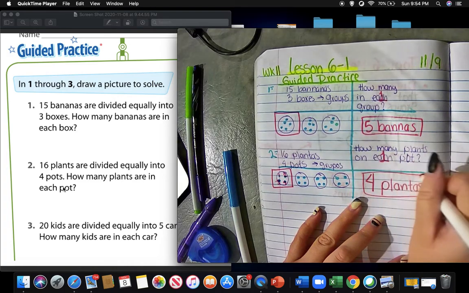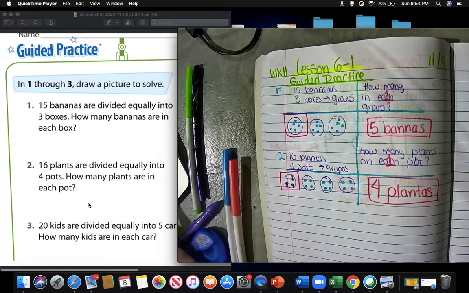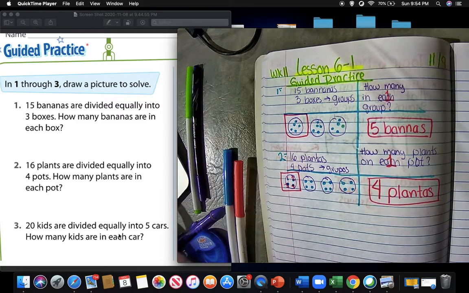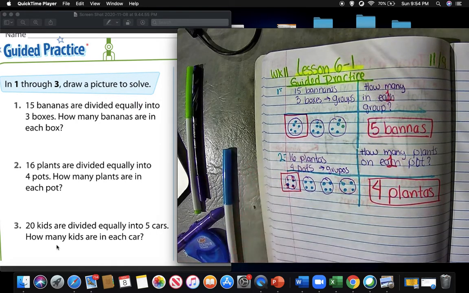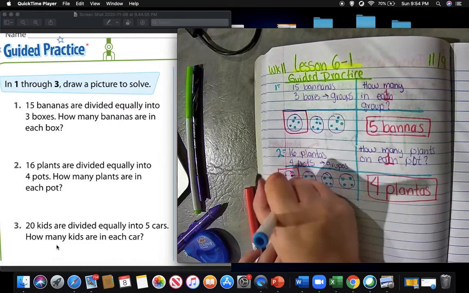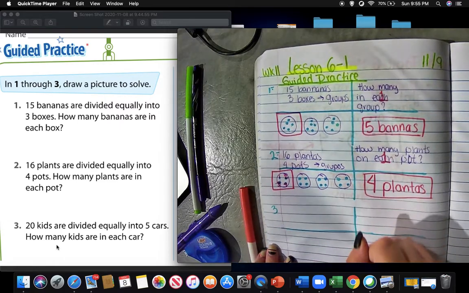Ok. Nuestro siguiente ejemplo, número 3. 20 kids are divided equally into 5 cars. How many kids are in each car? Number 3. Otra vez, nuestra tabla de T, our T chart.